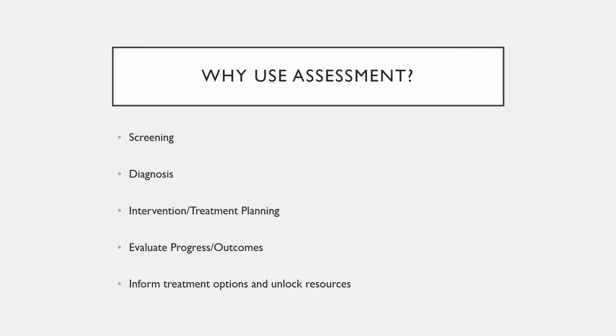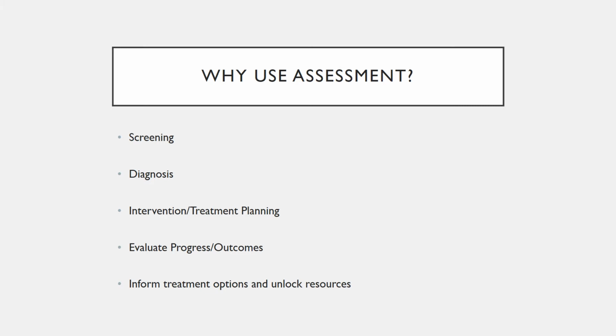Then evaluation of progress and outcomes. So we might, for example, use something like a depression inventory at the beginning of treatment, and then take it 6 weeks later again and see if there's been a change in the level of symptoms that we have, so we can evaluate how well treatment is working for a client.